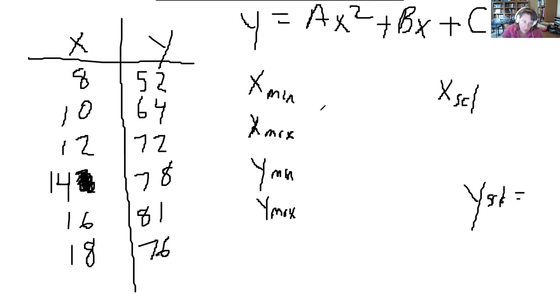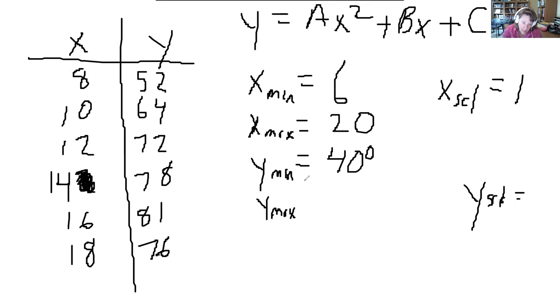For x minimum, it's starting at 8 in the morning, so maybe we'll make it 6 a.m. X max is 1800, which is 6 p.m. Maybe we'll make it 8 p.m., so we'll make it 20. And 6 to 20 is 14 spaces, so x scale equals 1, and each tick mark is going to be 1 hour. Y minimum, it's 52 degrees, maybe make it 40 degrees, and maximum maybe 90 degrees.